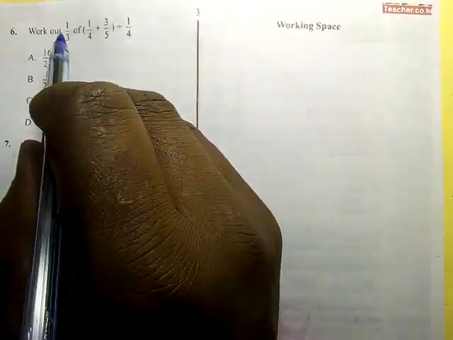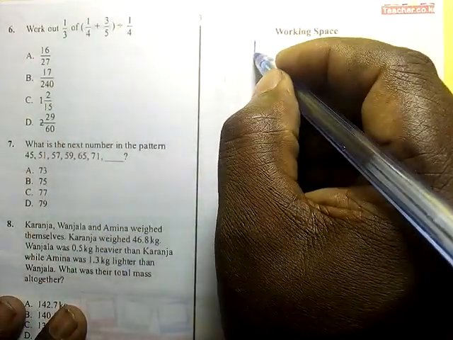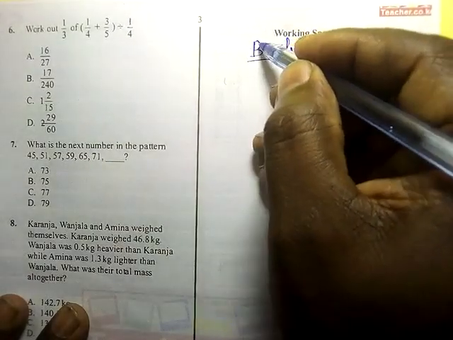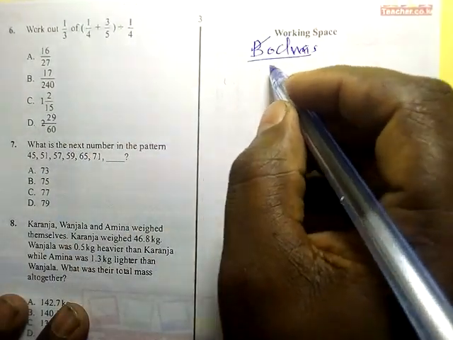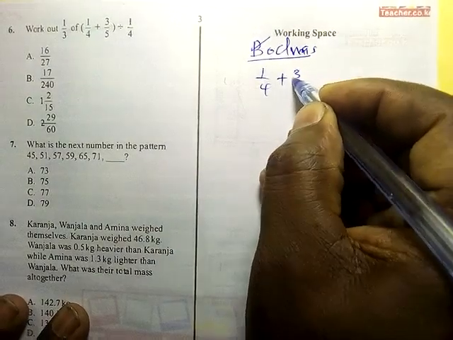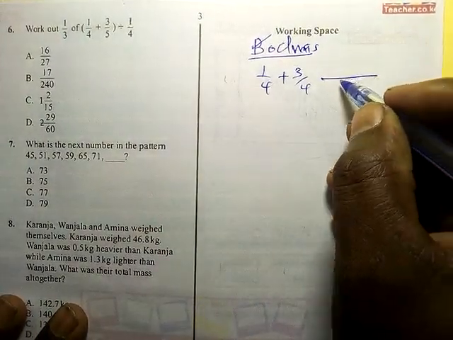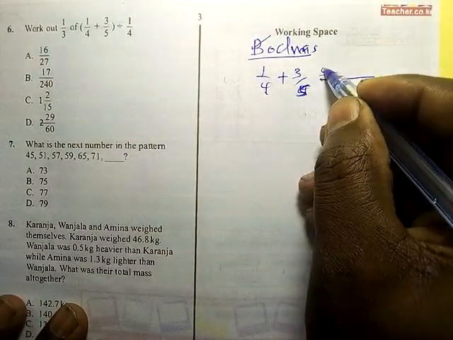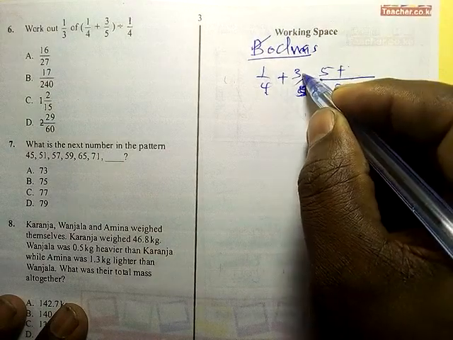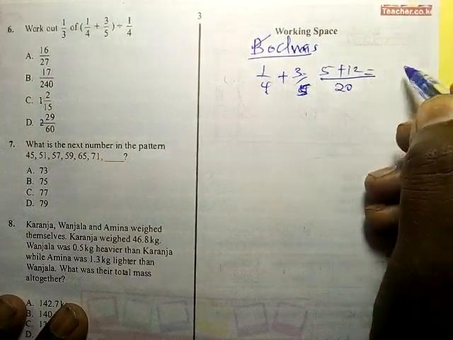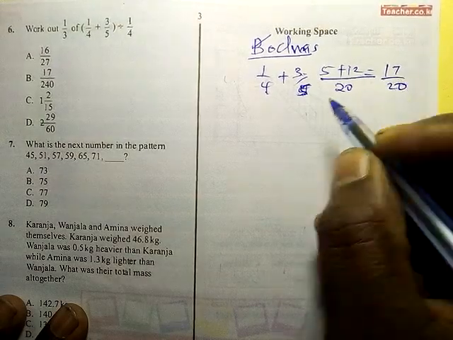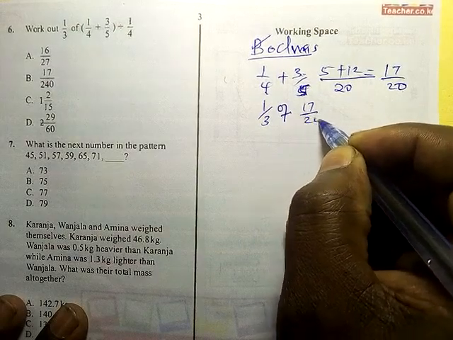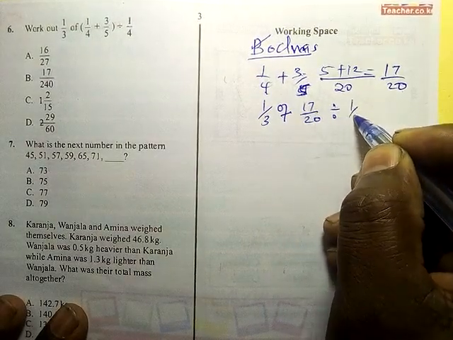Number 6, work out this one. So you start with BODMAS. So we start with brackets. Inside the brackets here, we will have 1 over 4 plus 3 over 5. LCM is 20. 20 goes here 5, goes here 4, plus 4 times 3 is 12. So we have 17 over 20. And then now we have 1 over 3 of 17 over 20 divided by 1 over 4.